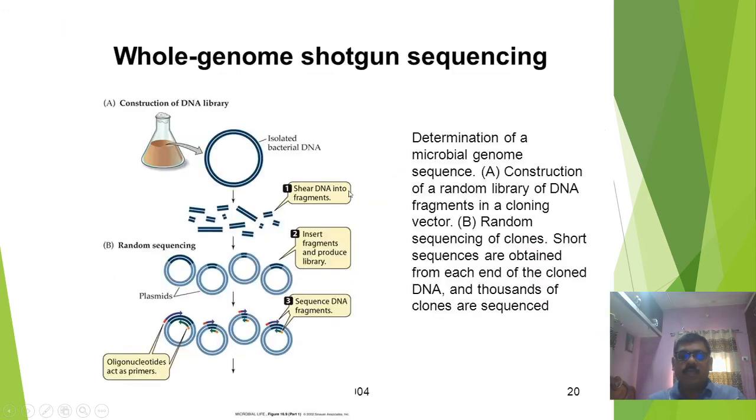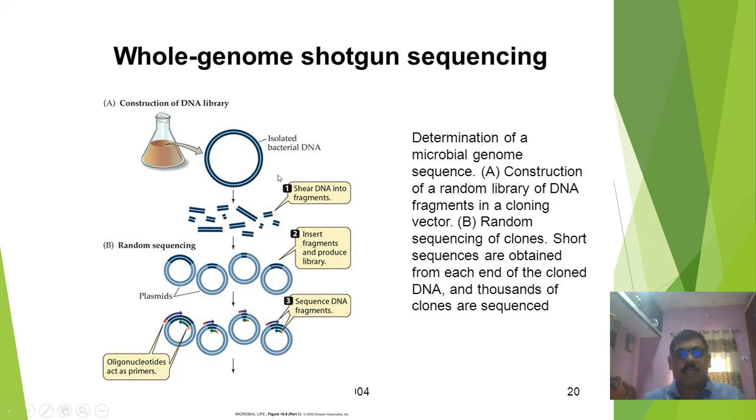Then the proper screening is done, and after screening these are cloned to get the genomic libraries. This is how the construction of the genomic library is done.